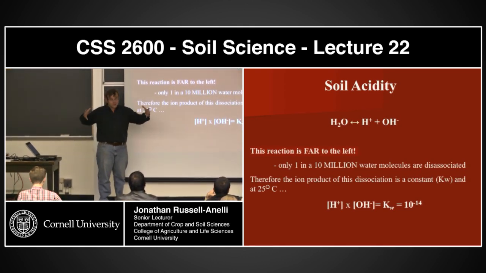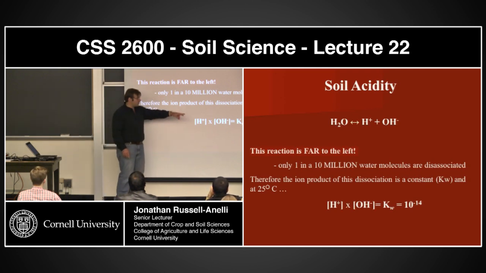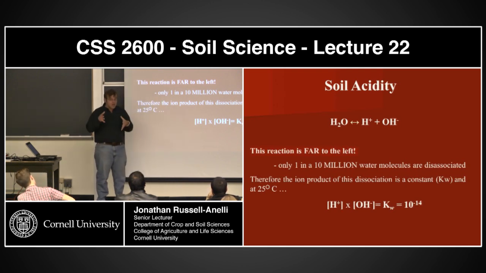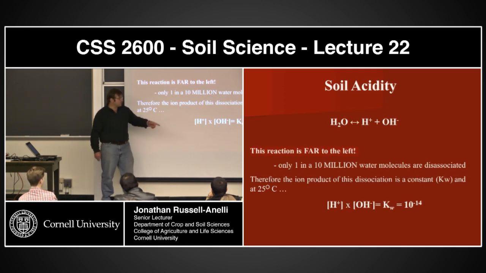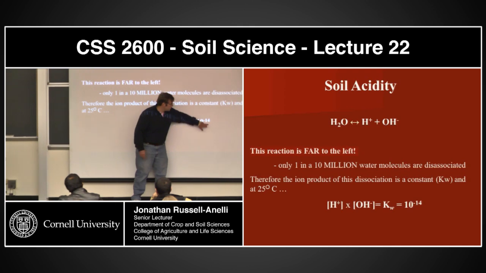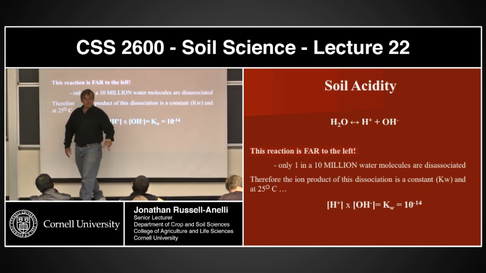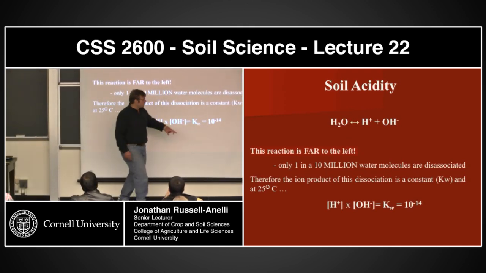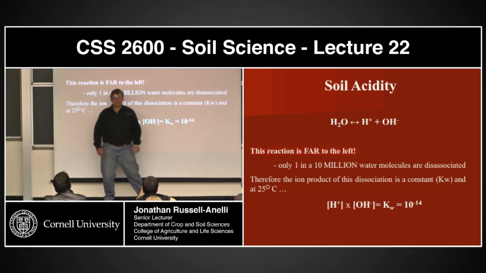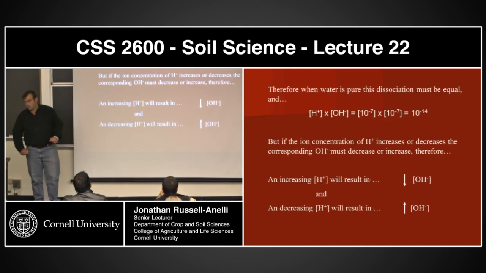Okay, now these water molecules will reassociate, but another water molecule will dissociate. So it's at this constant of 10 to the minus 14th. Therefore, the ion product of this dissociation is a constant at 25 degrees Celsius, and that's that constant. Okay? Now, this number here, if you think about it, and remember we're talking about pH, this number here should mean something. What's the scale of pH? 14, up to 14, 0 to 14. Okay.